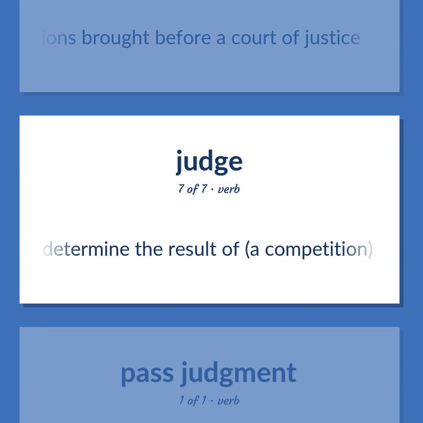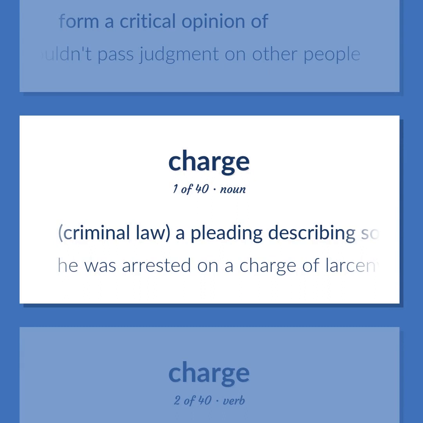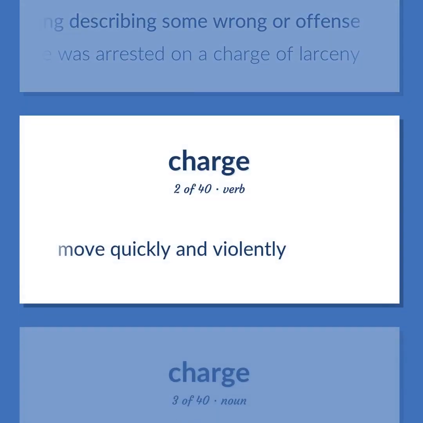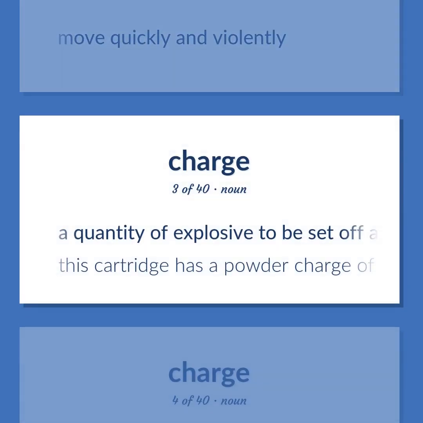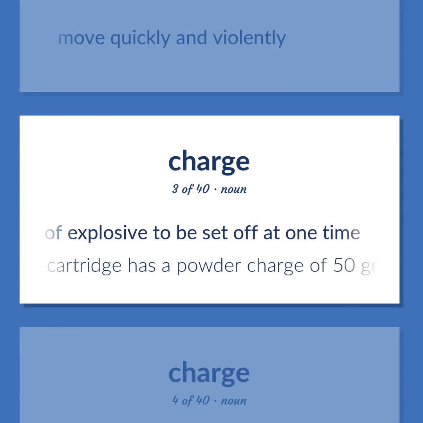Determine the result of a competition. Form a critical opinion of. We shouldn't pass judgment on other people. Criminal law. A pleading describing some wrong or offense. He was arrested on a charge of larceny. Move quickly and violently. A quantity of explosive to be set off at one time. This cartridge has a powder charge of 50 grains.